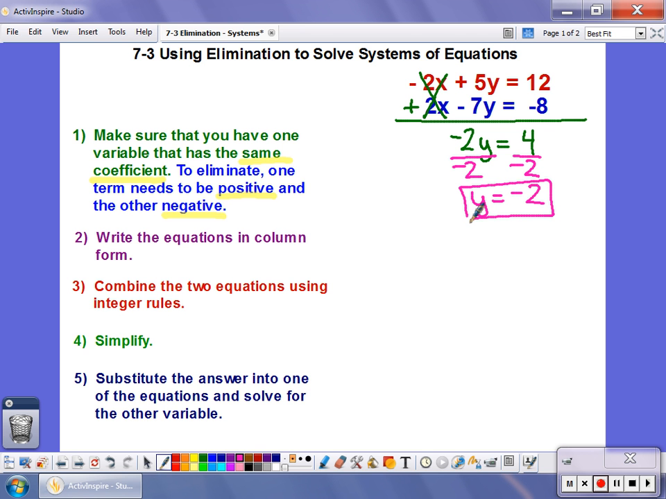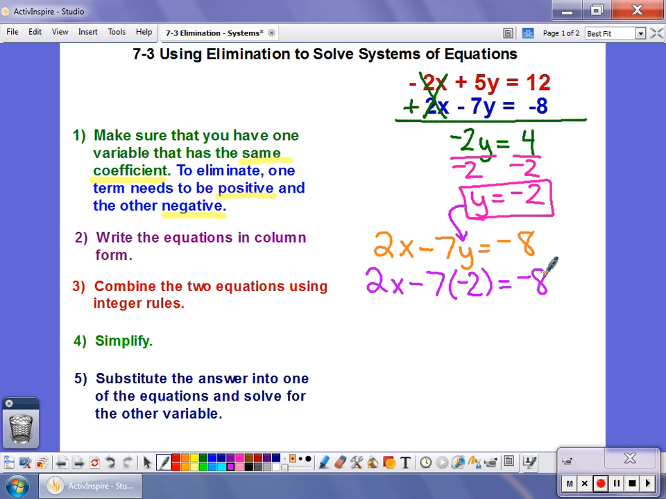Now remember, we're only halfway done. Just like substitution, we found one of our variables. We need to go ahead and find the other variable. The way we do that is we pick one of our original equations. It does not matter which equation. And what I'm going to do is take my original equation and then take this value that I found for y and plug it in. So I get 2x minus 7 times negative 2 equals negative 8.